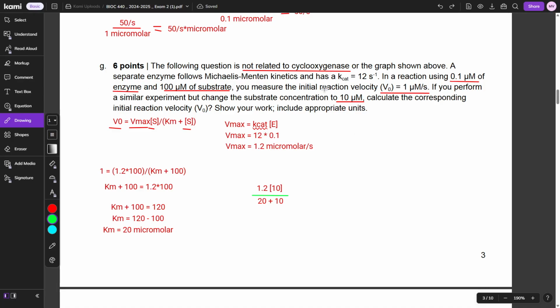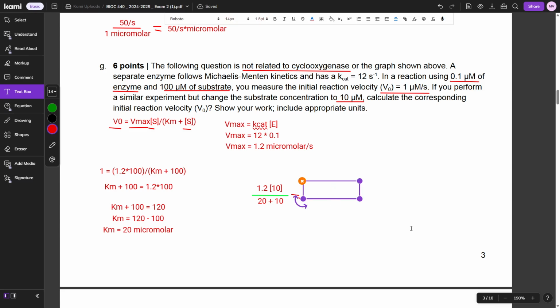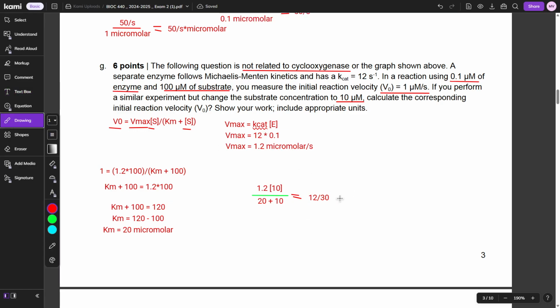So now if I solve this math, I get 12 divided by 30, which is a bit of a weird number, but we can simplify that. This is where your knowledge of fractions comes into play. And remember what our units are here. We're still doing V naught, so we're in micromolar per second.